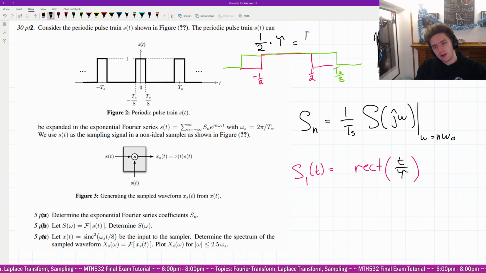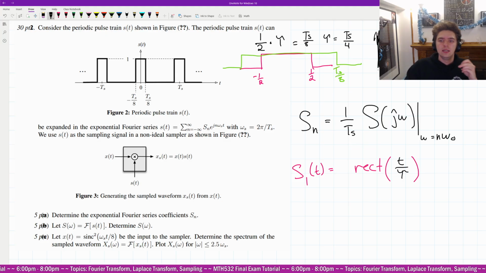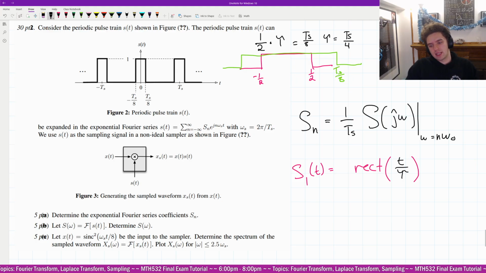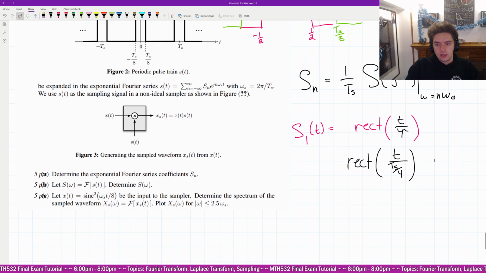So this is going to imply to us that tau is TS over 8 times 2, which is just TS over 4. So yeah, that's our tau. So that means that this is rect T over TS over 4. And I know how to find the Fourier transform of this, right? The Fourier transform of this is on our table. The Fourier transform of rect T over tau is tau sinc omega tau over 2.